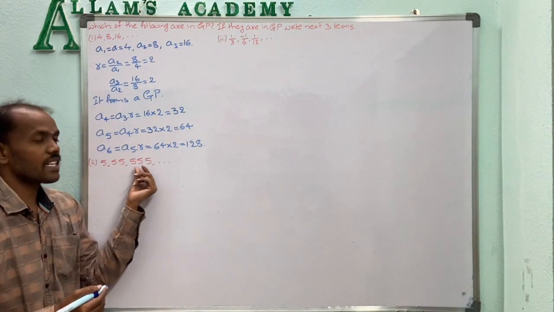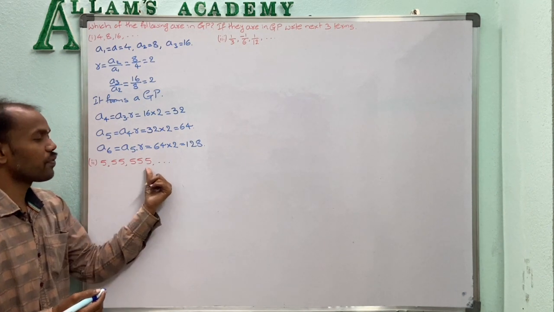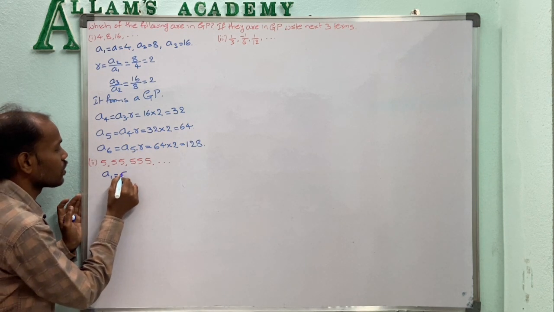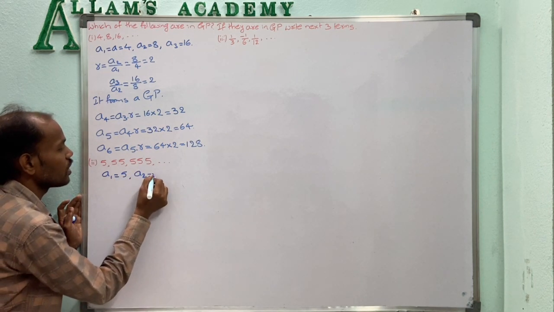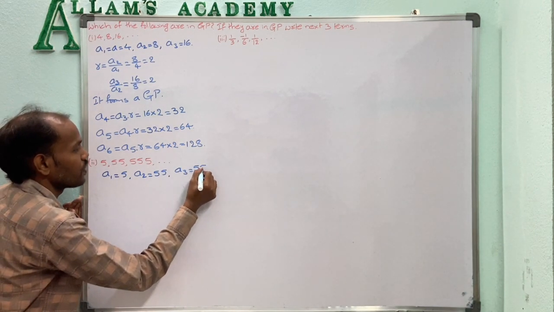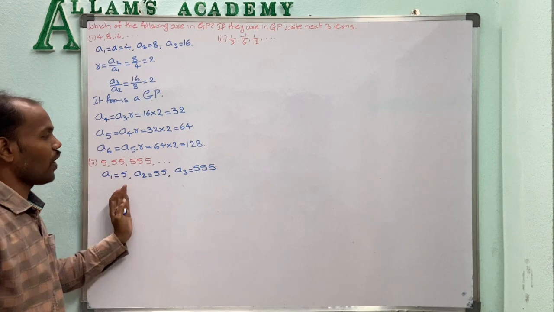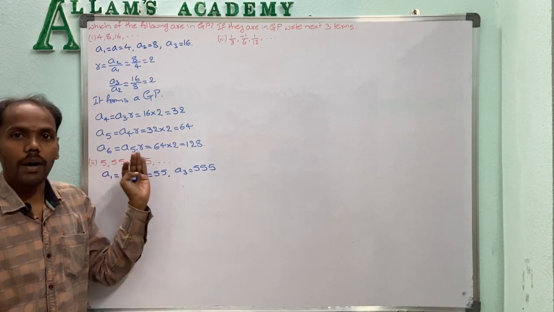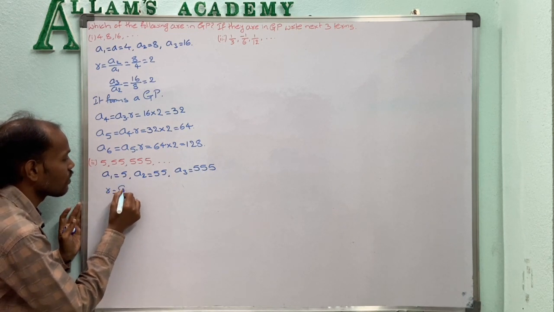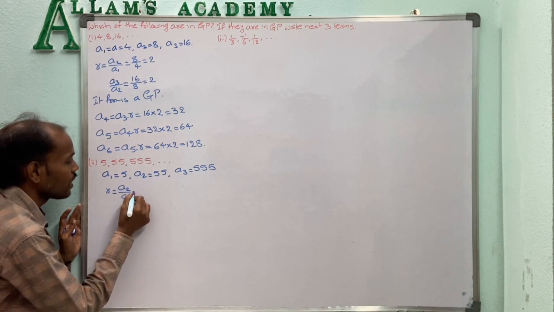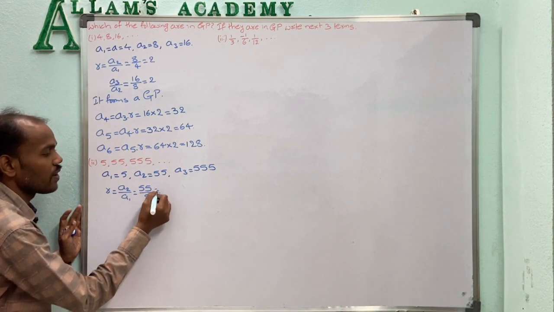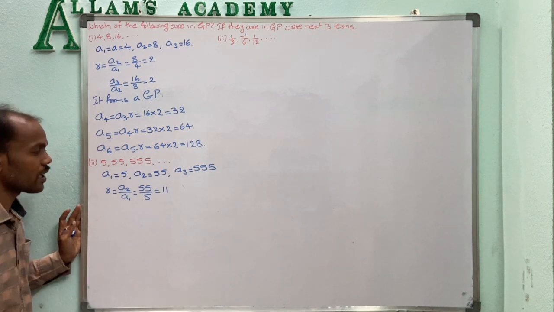Given the second series of numbers: 5, 55, 555. Here the first term a1 is equal to 5, the second term a2 is equal to 55, and the third term a3 is equal to 555. Now, to check whether it forms a GP or not, we find the common ratio. The common ratio r is equal to a2 by a1, that is 55 by 5. 5 ones are 5, 5 elevens are 55, so that is nothing but 11.